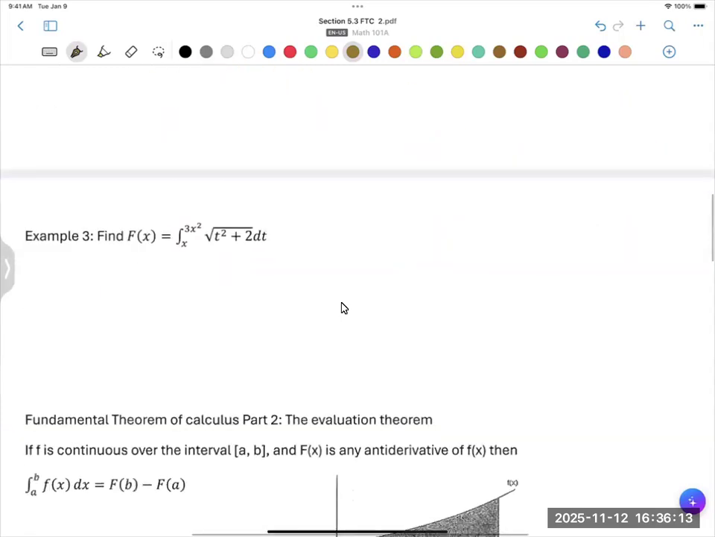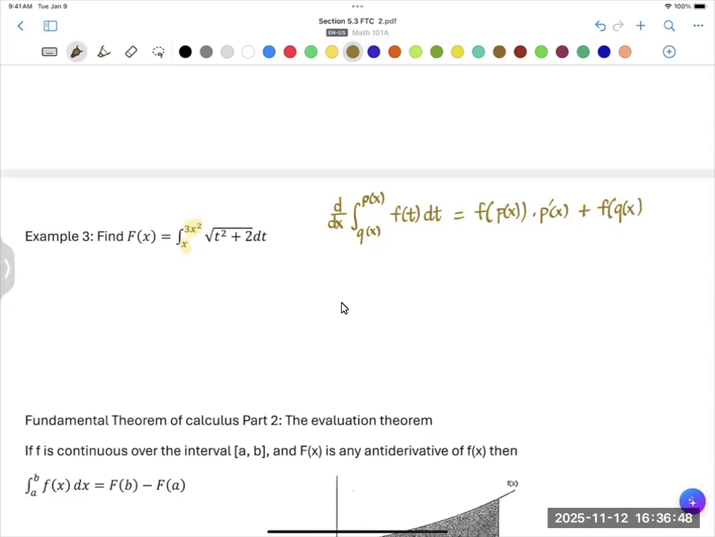Okay, and now let's take a look at the last one. In the last one, the lower bound and the upper bound are both functions. So you're going to have to use the fundamental theorem part 1. So we have d over dx of the integral from q of x to p of x of f of t dt, which will be equal to f of the upper bound p of x times p prime, plus f of the lower bound times q prime. Okay, so my upper bound here is 3x squared.